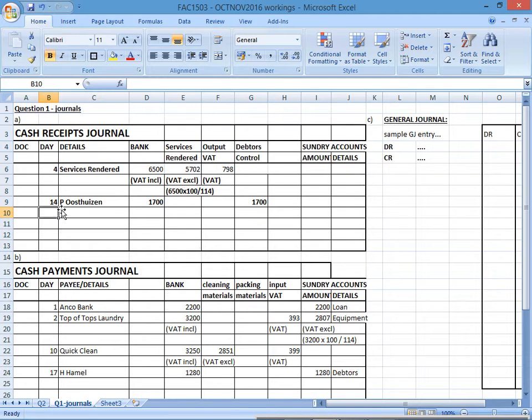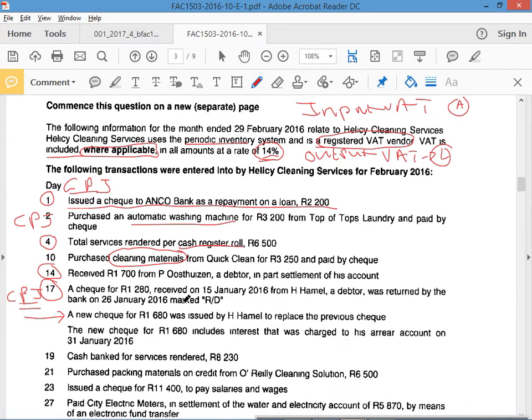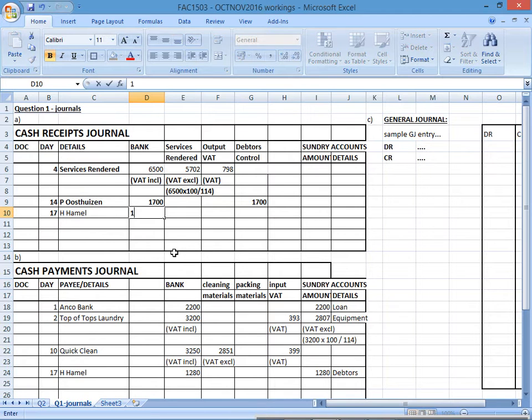So you're also going to have on the 17th, Hamill again, and you're going to show a receipt. Same amount, right? No, different amounts. 1680. So they're paying a bit more. 1680. Do I have a column for debtors? Yes, I do. Will I use that column? Yes, I will. Make sense? You guys keeping up?